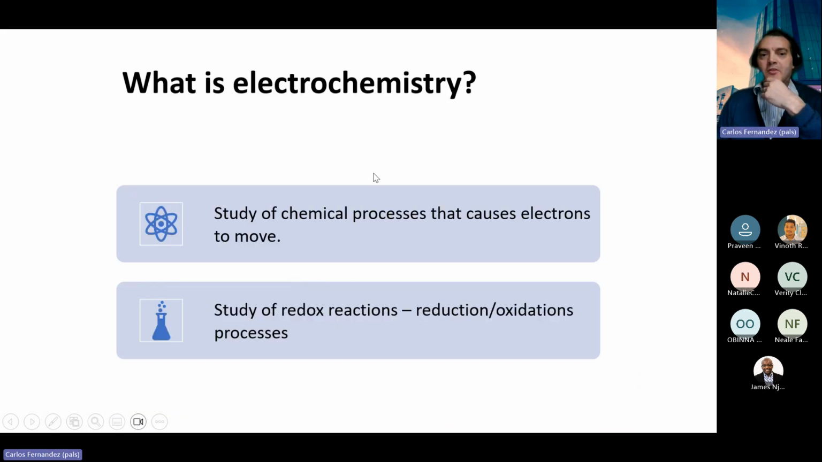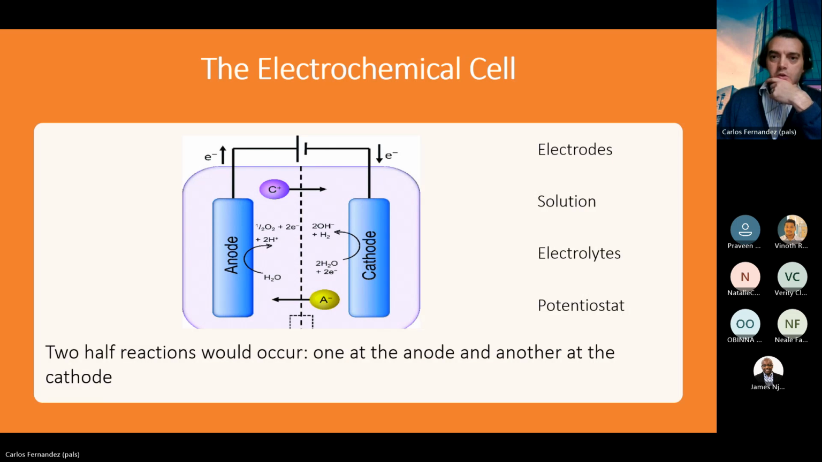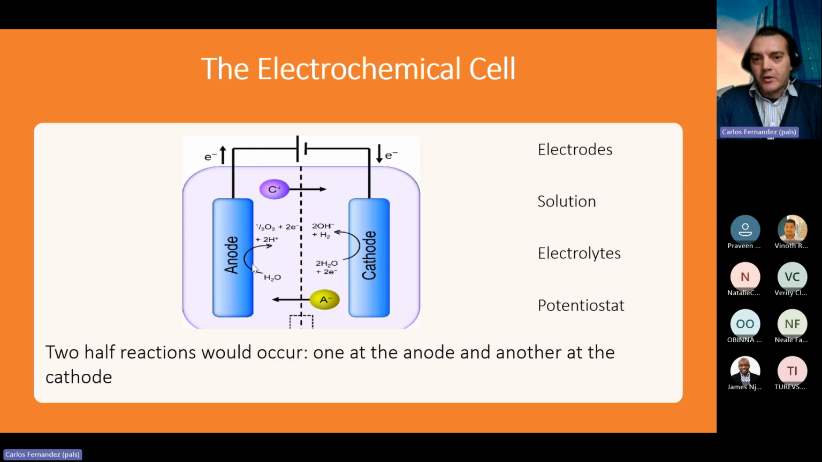So why electrochemistry? It's the study of chemical processes that cause electrons to move, and some of the study of redox reactions, reduction and oxidation processes. So we have here an electrochemical cell. The most important aspect of the electrochemical cell, as you can see, is that we have electrodes. In this particular case, an anode and a cathode. Anode usually is oxidation and cathode reduction.